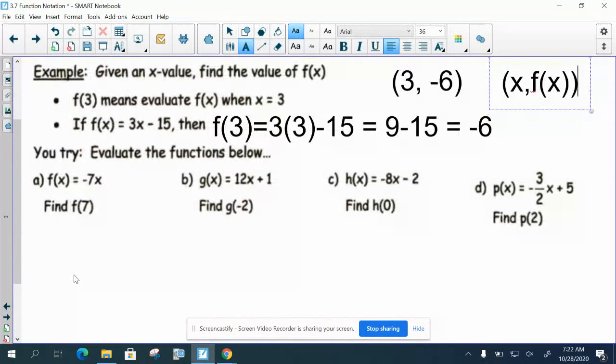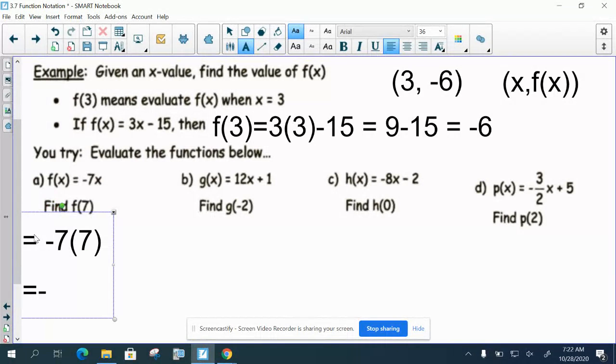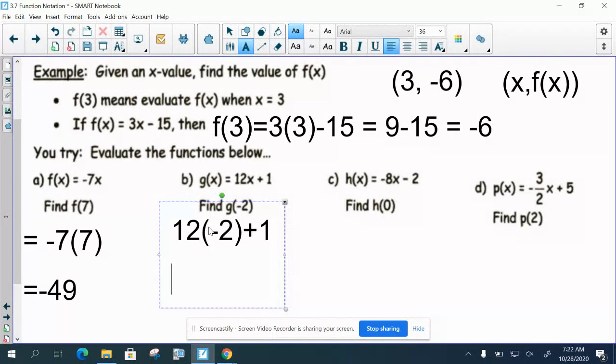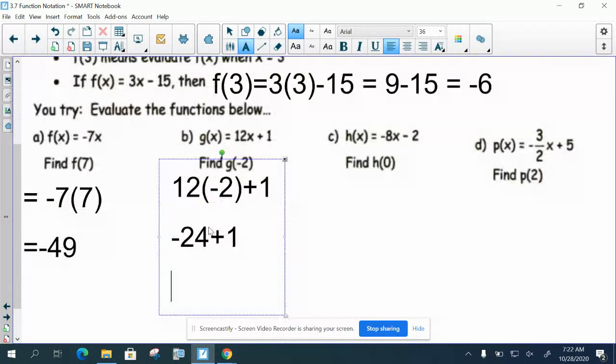All right, so here's some examples. f of x equals negative 7 times x, find f of 7. So f of 7 would equal negative 7 times 7. We just plug in 7 for x, which is negative 49. Here, g of negative 2, we plug in negative 2 for x in this equation. So we have 12 times negative 2 plus 1, which is negative 24 plus 1, which is equal to negative 23. So that coordinate would be negative 2, comma, negative 23.